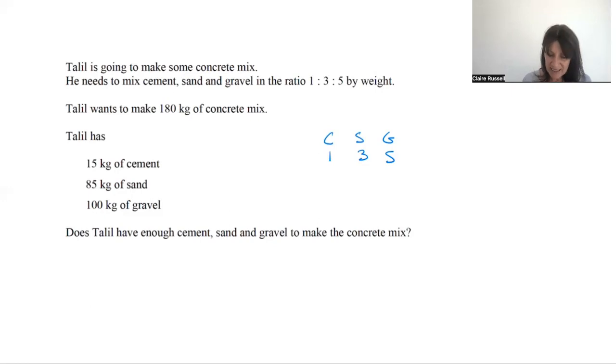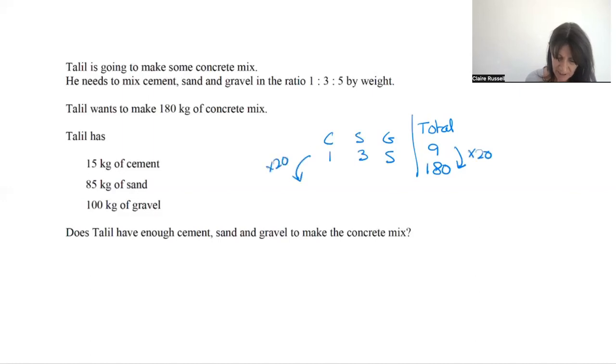So the 180 isn't 180 cement or 180 sand or gravel. That 180 doesn't live here at all. So this is an invisible column question where the 180 is the total of what we're talking about. The total of the ratio is 9. The total in the question is 180. How do you get from 9 to 180? You times by 20. So we're going to do the same over here, and we're going to end up with 20, 60, and 100.